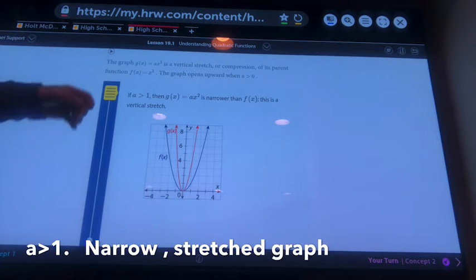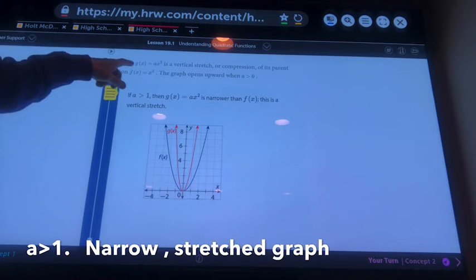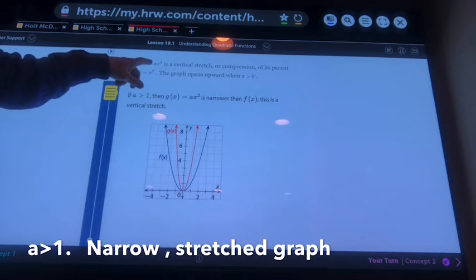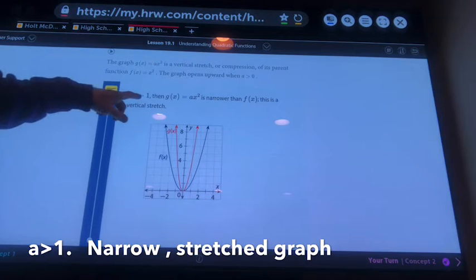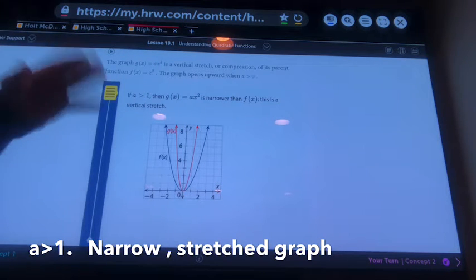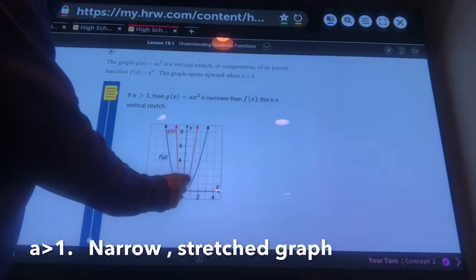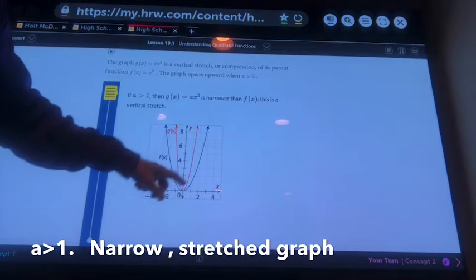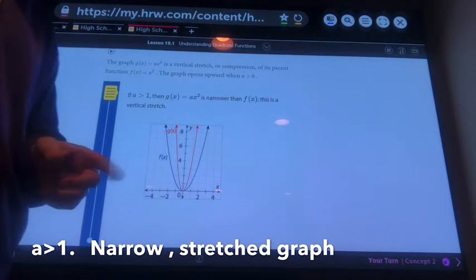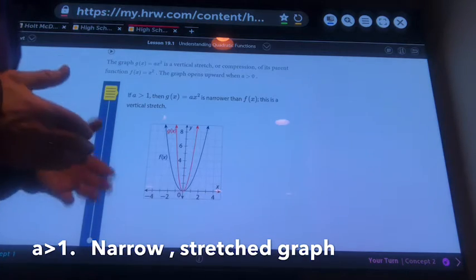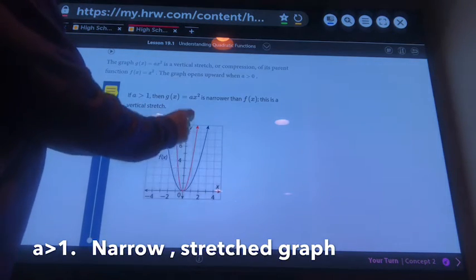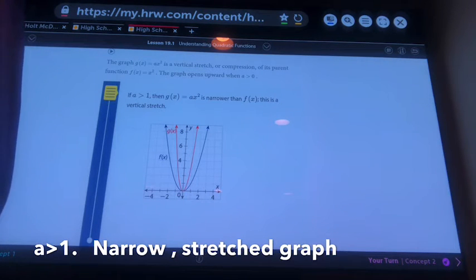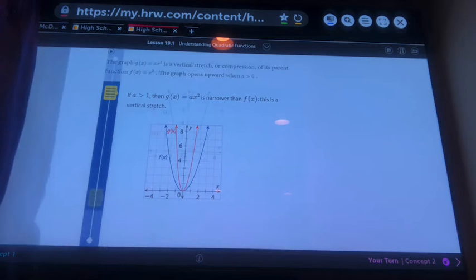Now in the event that a is greater than 1, we go back to our quadratic function that says g of x equals ax squared. So let's say the a is greater than 1. What that's actually going to do to the graph is make it more narrow and make it more of a stretch. The blue represents our parent function, which the a was 1. In the event that the a is greater than 1, now we're going to have a stretch, and it's going to be a more thin or narrow graph. So anytime the a is greater than 1, the graph is going to be more narrow.